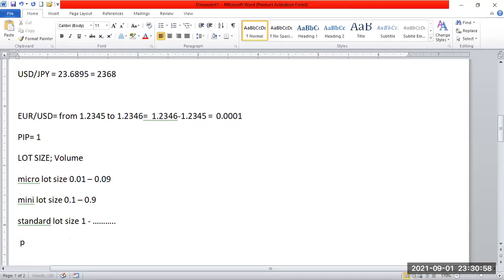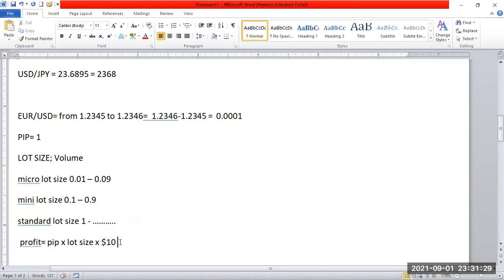How do we calculate our profits? Profit is equal to pips multiplied by lot size multiplied by $10. Although this is not always $10, as the case may be.